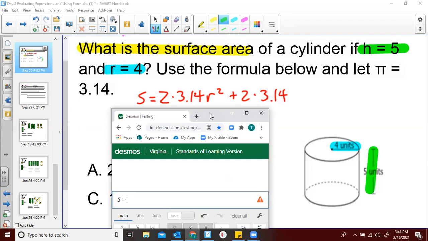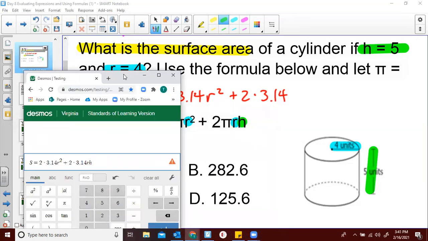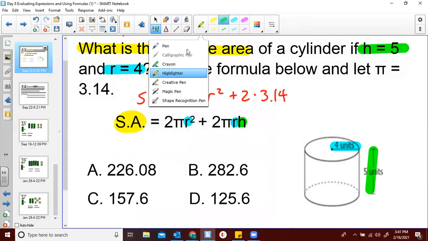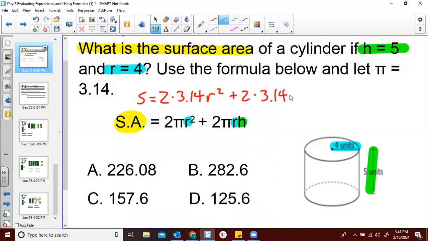And I'm going to have 2 times 3.14, my R squared, plus 2 times 3.14. And I believe it's RH, but I don't think I wrote it out. It is RH. Little correction here. Make sure you're multiplying your R and your H in this formula.